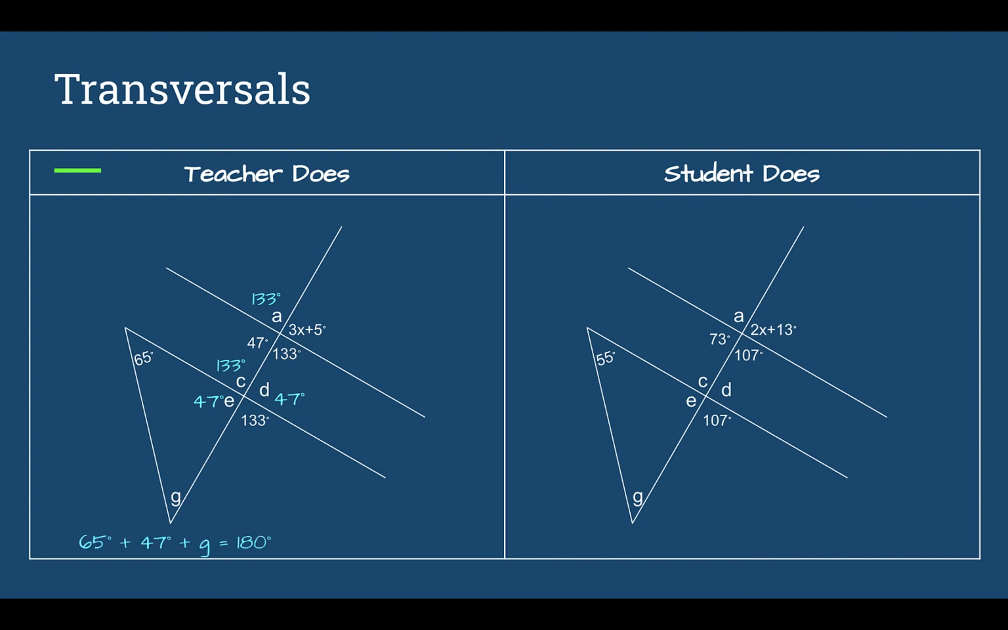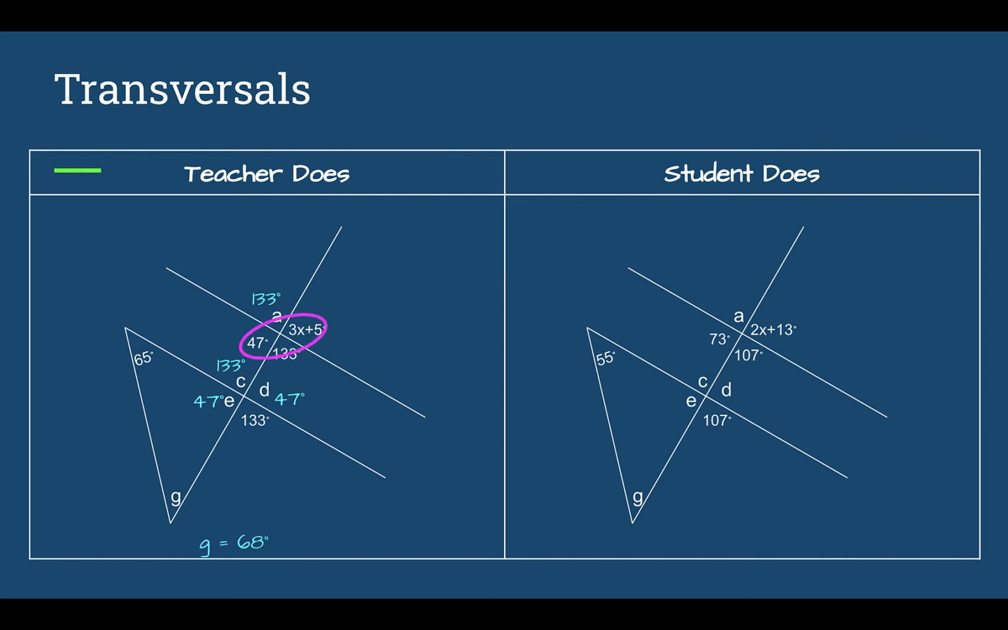Next, to find out G, once I know that E is 47, I can use the fact that a triangle adds up to 180 and figure out what G is. So 65 plus 47 plus G is 180. G must be equal to 68.